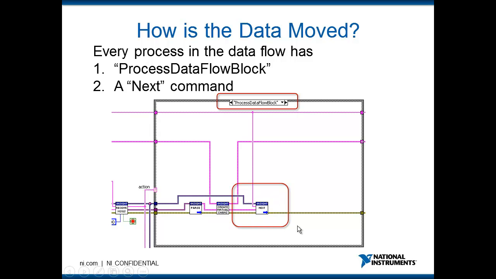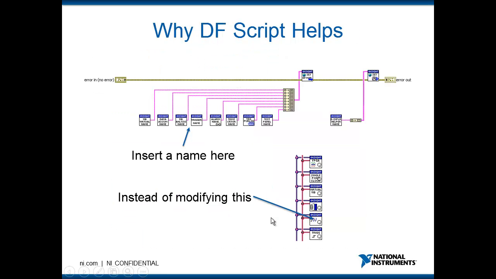So what happens is each of those processes in the map will receive a message called process data flow block and receive the waveform data when it's its turn. And when it's done processing the data, it will pass it to this next VI, which is responsible for moving that data to the next process on the list. Now, why do we do it this way? The idea is that this extra layer of code actually makes it easier to modify the top level VI and insert new processes into the data flow.